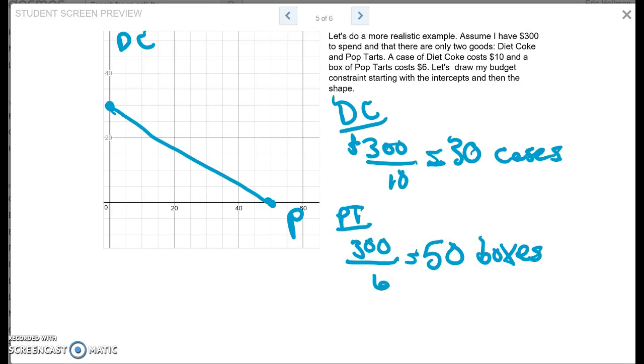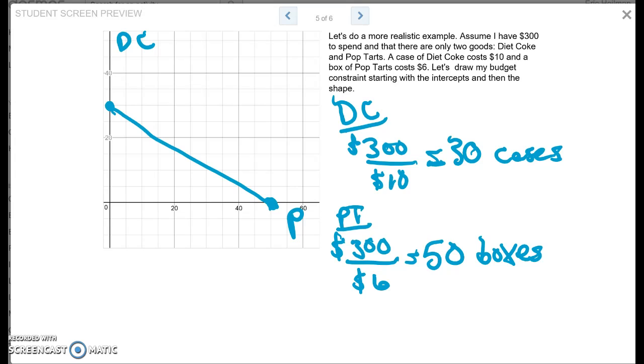Okay, so here is the budget constraint for Diet Coke and Pop-Tarts. I got the intercept for Diet Coke by dividing $300 by $10 per case, and I got that I could afford 30 cases of Diet Coke if I only spent my money on Diet Coke. For Pop-Tarts, if I spend all $300 on Pop-Tarts, I can get 50 boxes. So that's this point down here. And then I just connect the dots.